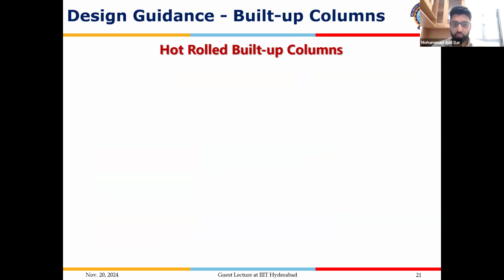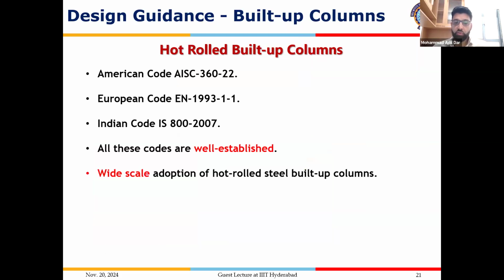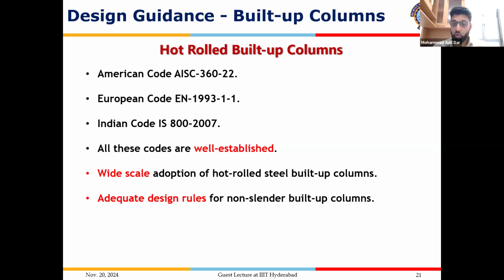In hot rolled steel, we have the American code AISC 360, the European code EC3 Part 1, and the Indian code IS 800. Now, all these codes are well established, which is evident by the wide-scale adoption of hot rolled steel built-up columns in practice, as adequate design rules are available for non-slender built-up columns.